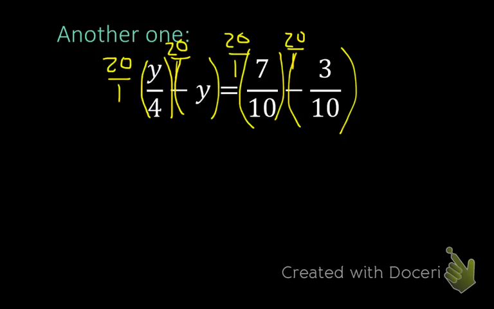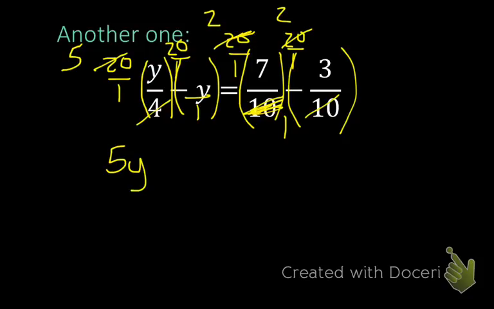If you wanted to rewrite all of this out, you could, but I like to just put it up there. So my fractions are going to cancel. 20 and 4: 4 goes away completely, 20 becomes 5. Here, nothing cancels because 20 and 1 can't cancel. 20 and 10 can cancel: 10 becomes 1, 20 becomes 2. Same here. Now I multiply it out. 5 times y is 5y minus 20y equals 14 minus 6. Again, no fractions, and now this problem becomes a lot easier.